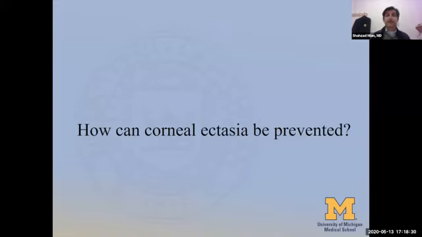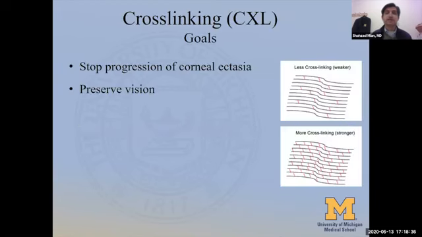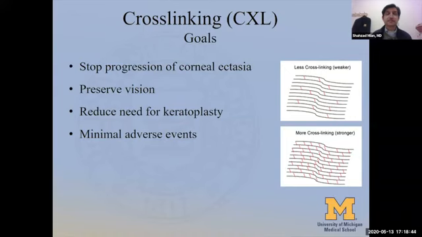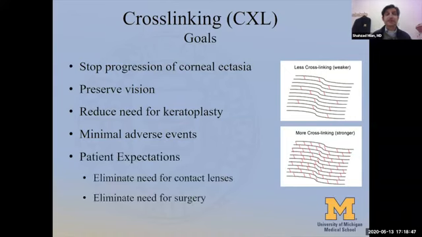So unlike in the past, now we do have a form of being able to prevent corneal ectasia, and that's in the form of collagen cross-linking, which is used to stop the progression of corneal ectasia and preserve vision, and therefore reduce the need for keratoplasty and minimize adverse events associated with having procedures such as keratoplasty. Patient expectations may be that this may eliminate the need for contact lenses or eliminate the need for surgery, but that's not really the case. Our goal is to help stabilize the cornea, but certainly patients may reduce the need for contact lenses if you catch them early enough and they don't need them at baseline. And similarly for surgery, hopefully we can reduce the need for surgery by stabilizing the cornea.